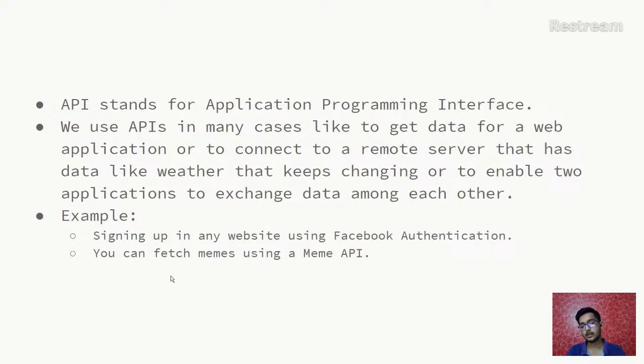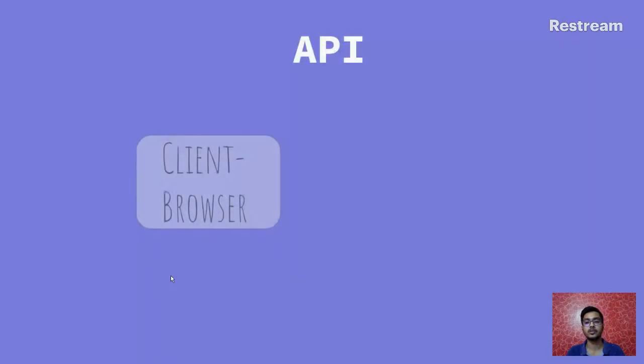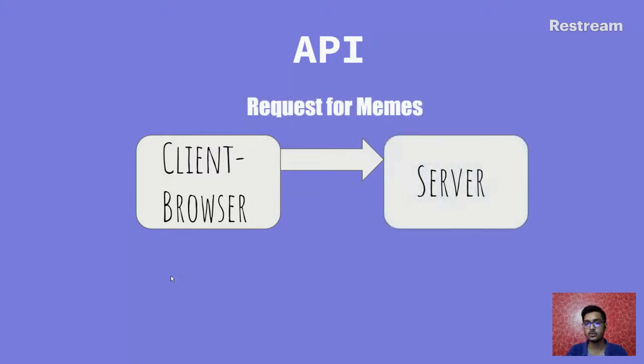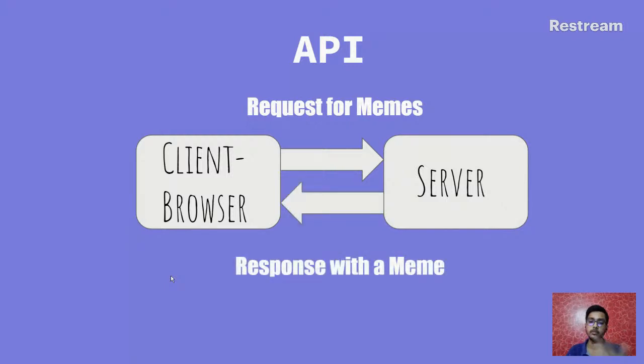Okay, so the second example is that you can fetch memes using an API. Let's see the example. When a client wants to fetch a meme, the browser will send a request for memes to a server using the API, and that server will send a response back to our server with a meme, and then the browser can render the meme on the page. So this is how the whole API works.